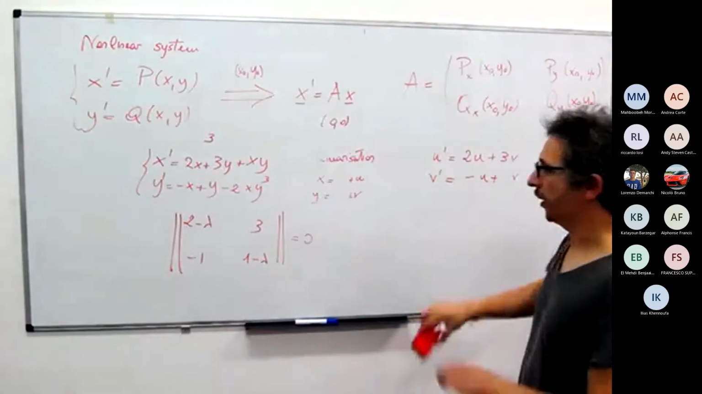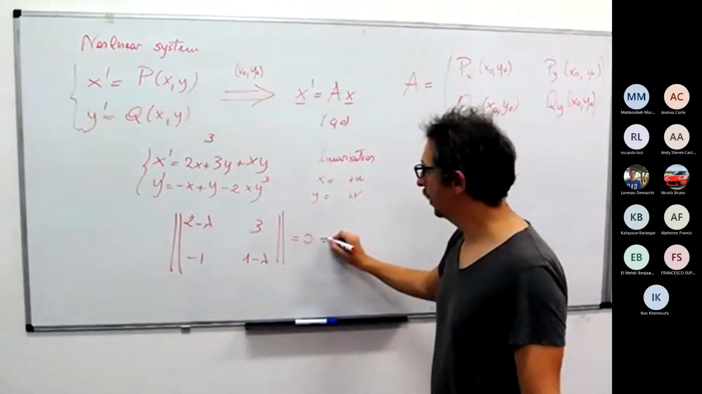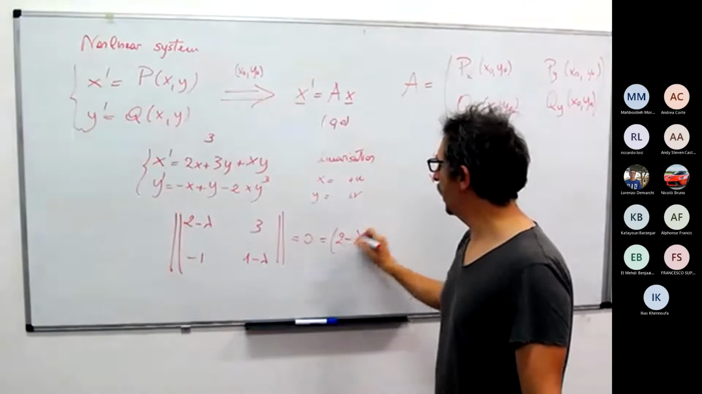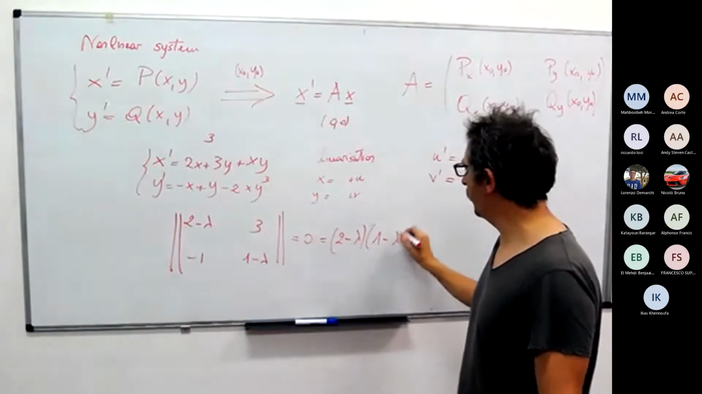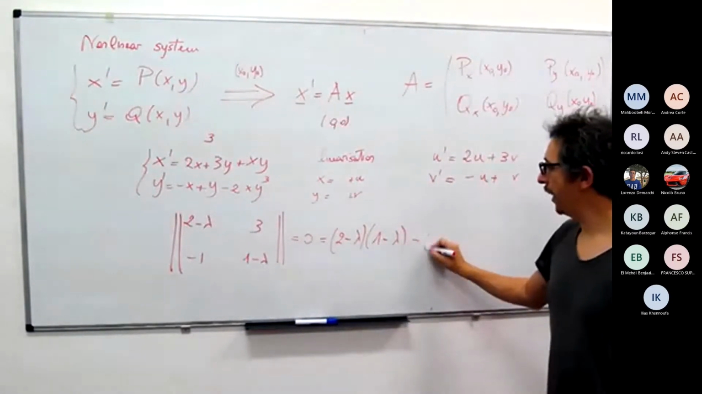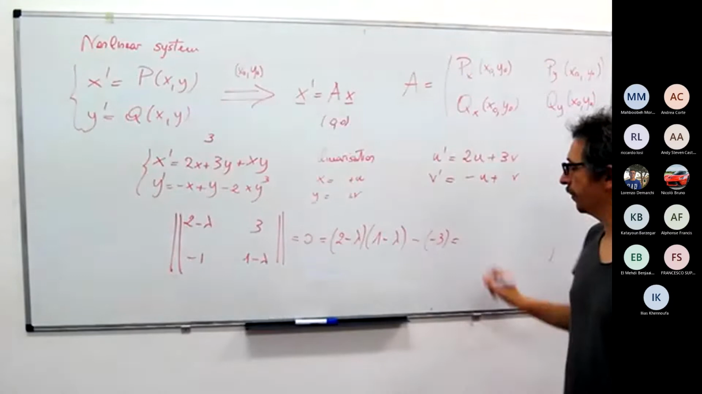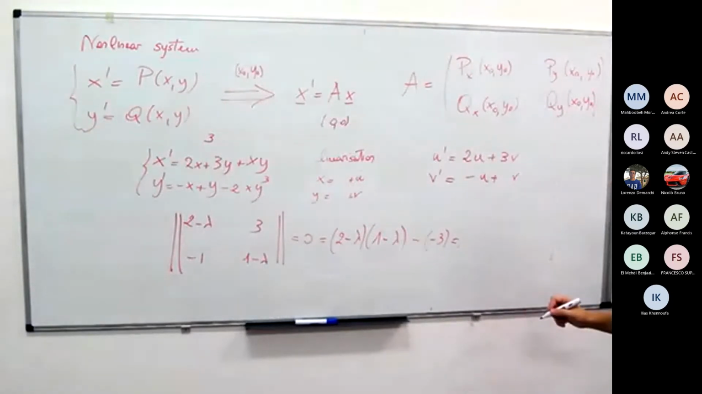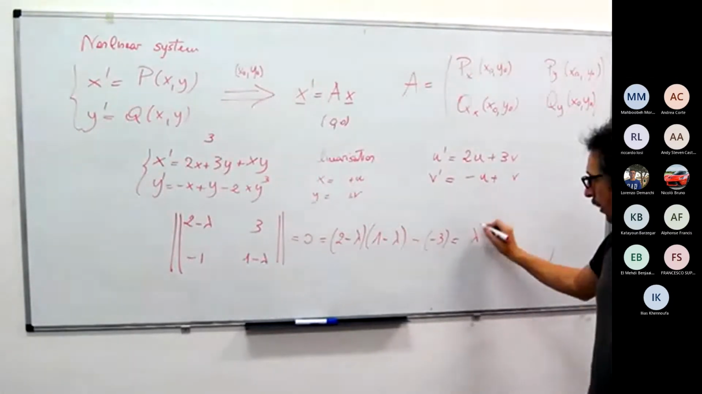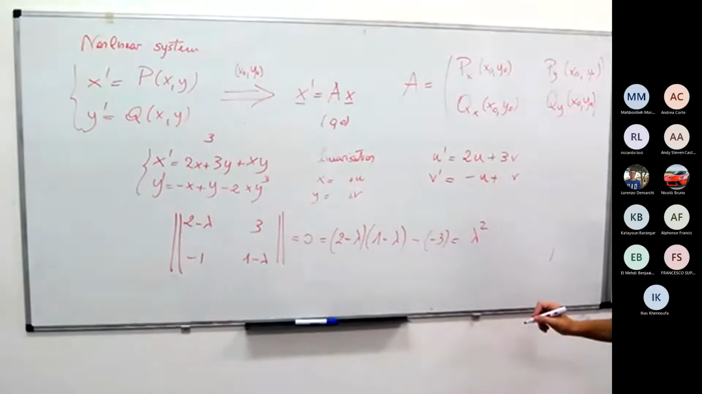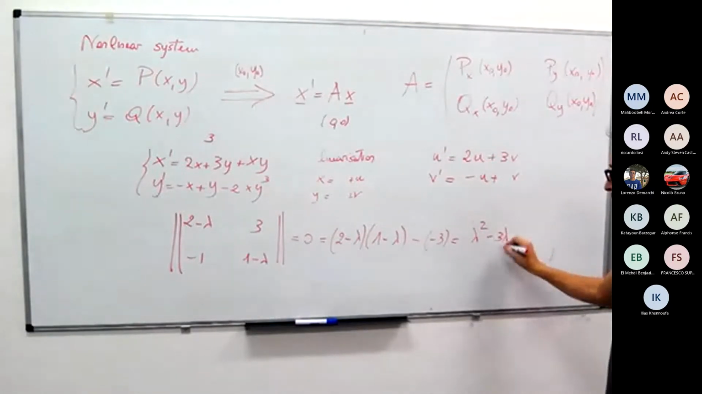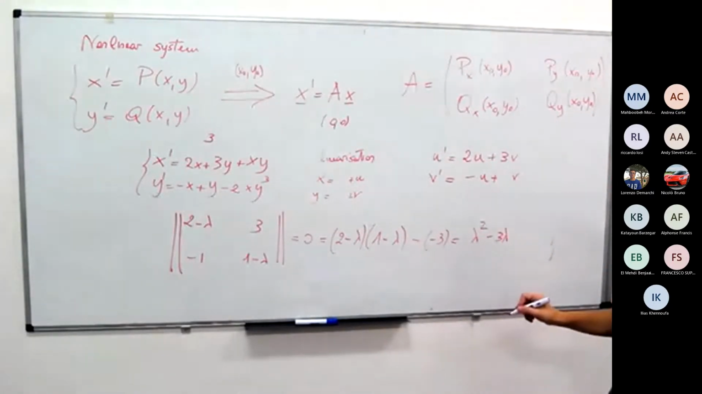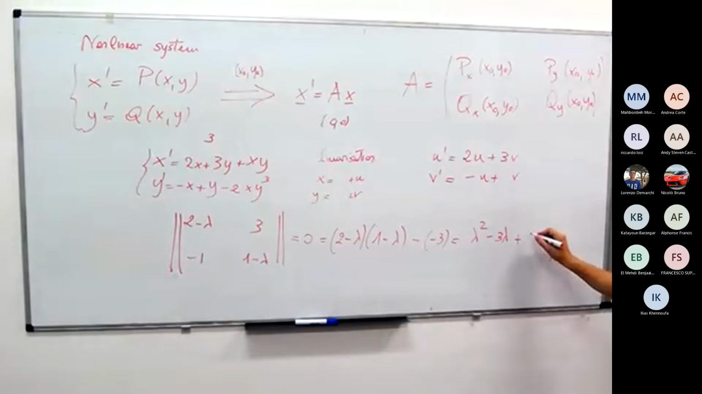Now, what's this determinant? This determinant is equal to 2 minus lambda times 1 minus lambda minus 3, which is equal to lambda squared minus 3 lambda plus 5.